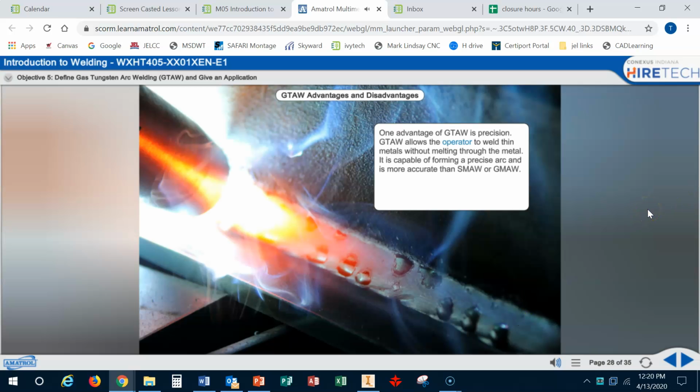One advantage of GTAW is precision. GTAW allows the operator to weld thin metals without melting through the metal. It is capable of forming a precise arc and is more accurate than SMAW or GMAW. The disadvantages of GTAW are that it is very slow and can only be used to make horizontal welds.